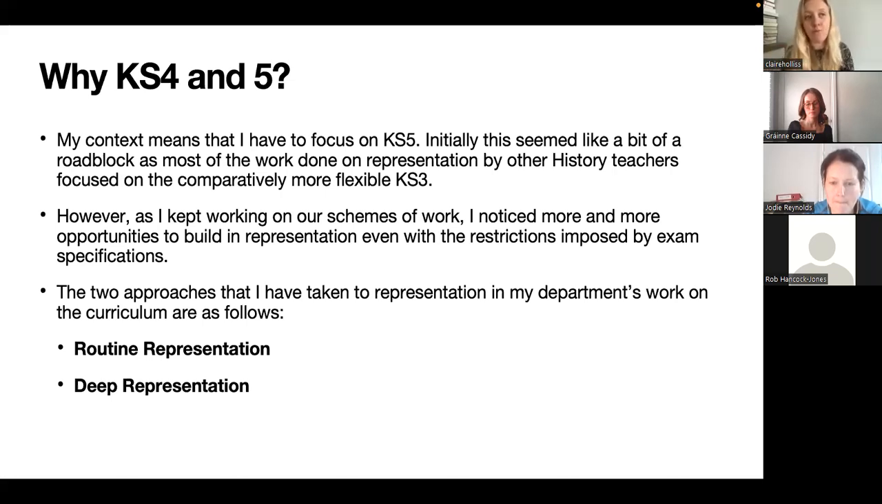And there are two broad approaches that I've taken to trying to build in representation in my context. The first is something that I call routine representation. The second is something that I call deep representation. So I'm just going to talk you through both of these approaches and how I've used them in our department. And also I'm going to hopefully touch on how you might use them in your contexts too.